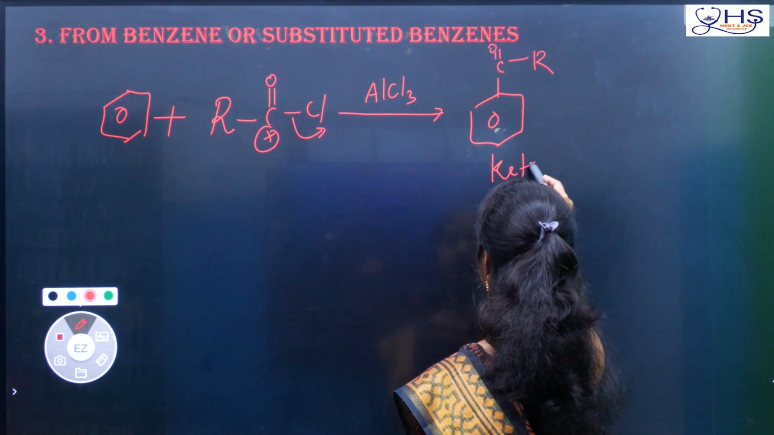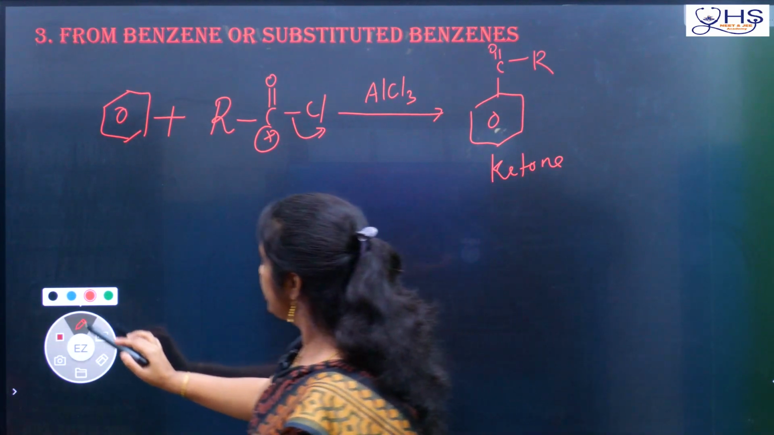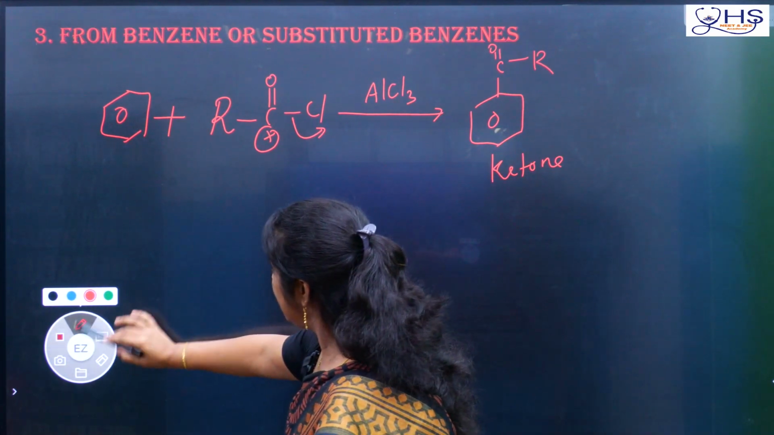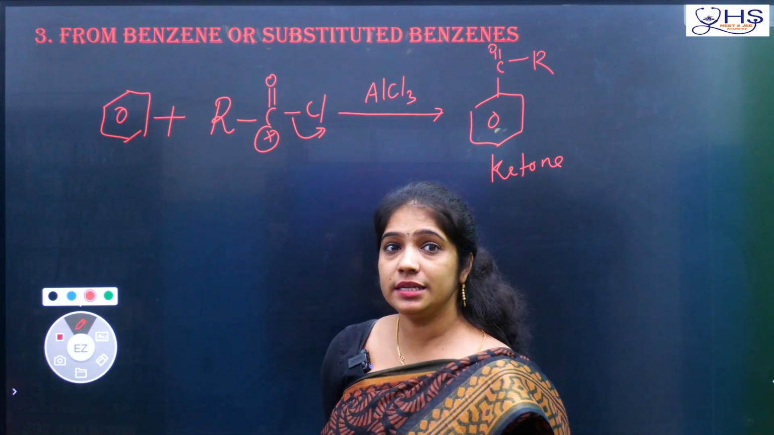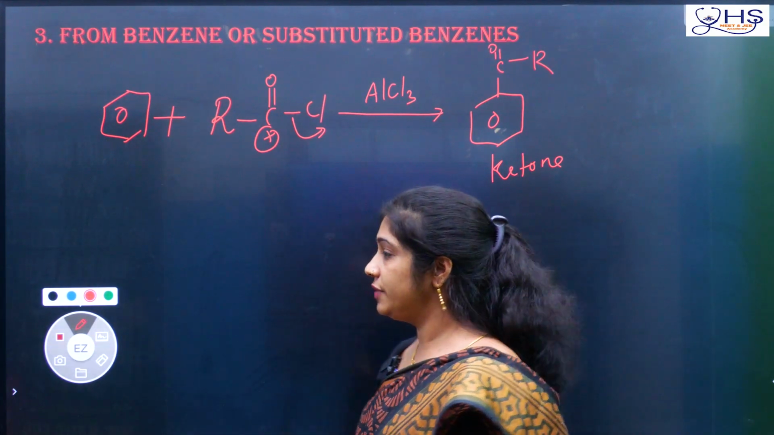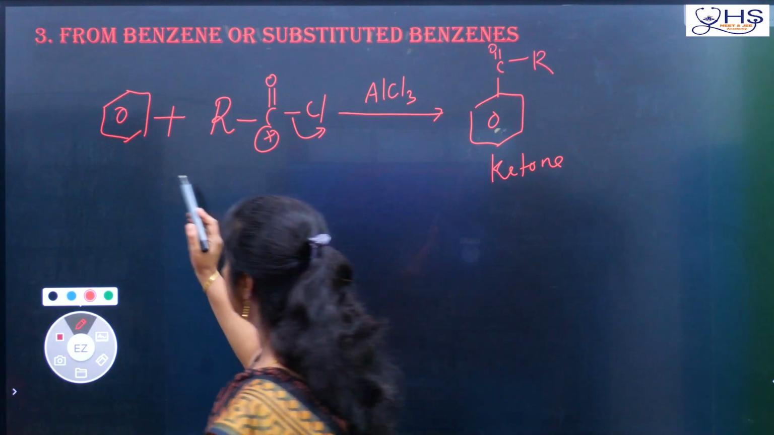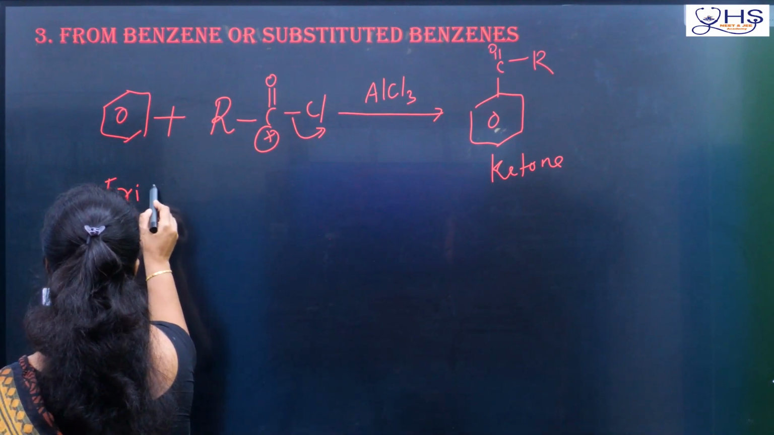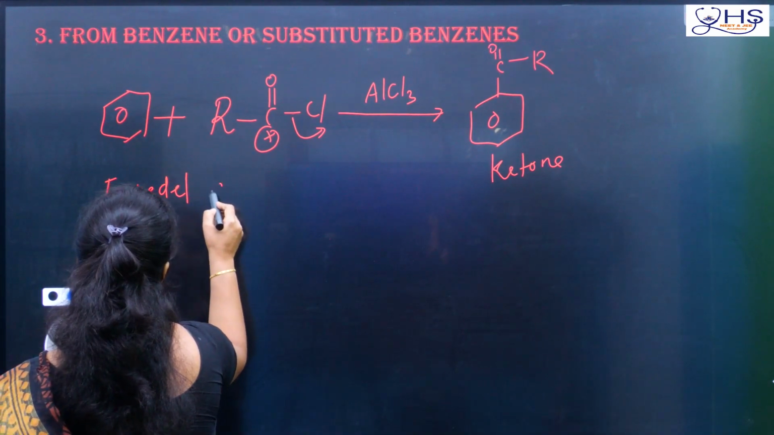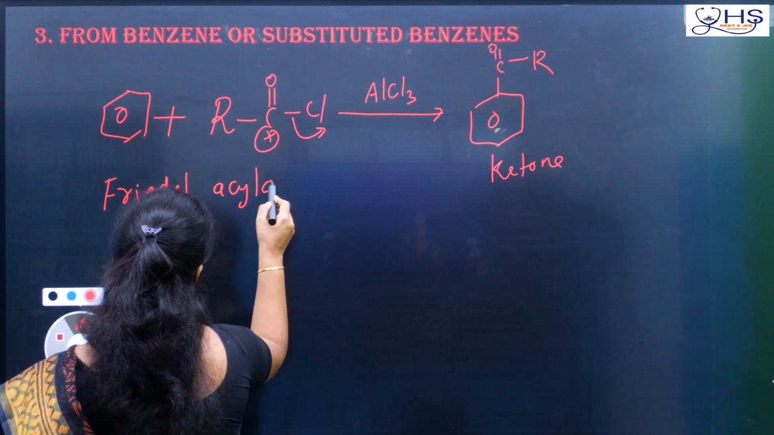Ketone. This is a ketone. So here, this is an example of an electrophilic substitution reaction. Under electrophilic substitution reactions, which reaction is this? Friedel-Crafts. This reaction is Friedel-Crafts acylation. Why are we calling it acylation?